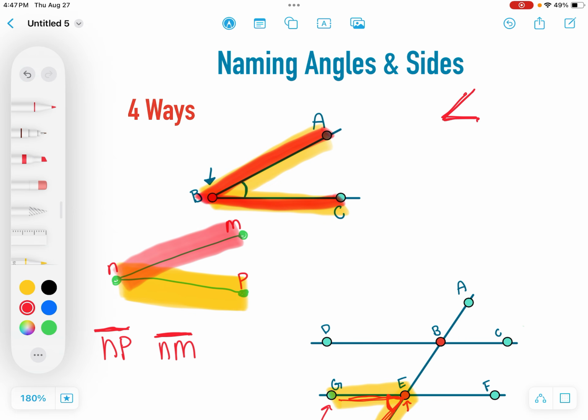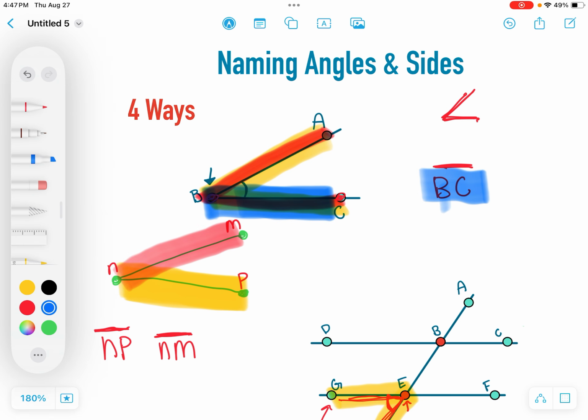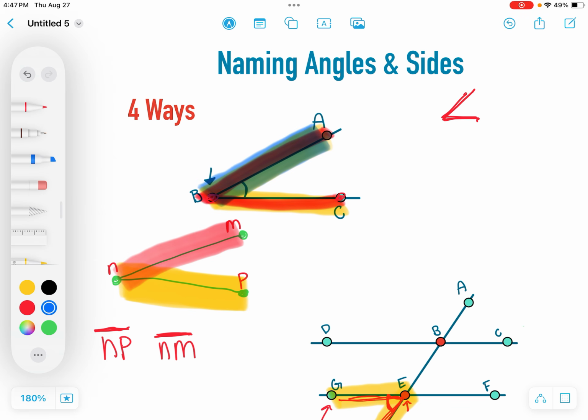So if you want to talk about an angle, you're using the angle symbol. If you're talking about a side, you need the vertex and the endpoint and put a line on top of it. If I was talking about this side right here, we would put the line and then write BC. If I wanted to talk about this side up here, then we would put a line and write BA. That is how you name a side.